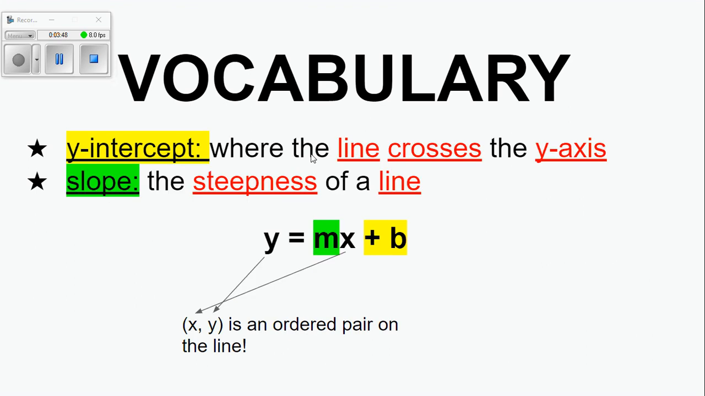Now, on our next slide here, we've got y-intercept and slope. So underlined in red is the stuff that you guys need to fill in your notes. The y-intercept is going to be where the line crosses the y-axis, and the slope is the steepness of the line. So when you guys see that equation, y equals mx plus b, the number all by itself at the end there, that's going to tell us where it should cross the y-axis. And the coefficient of x, the thing in green, that should tell us how steep the line is.